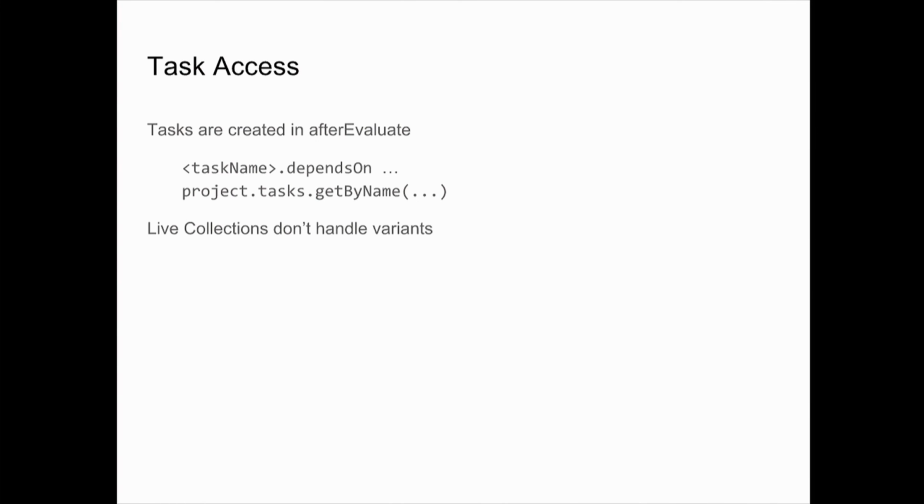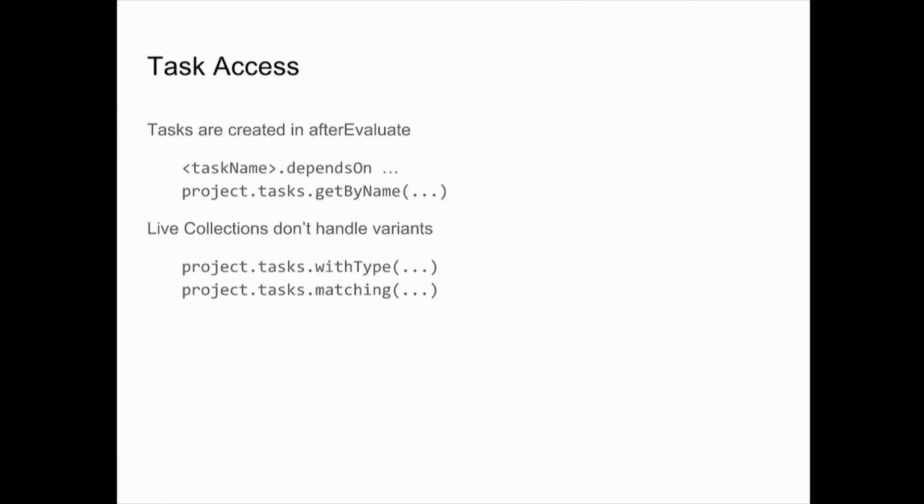OK, next I want to talk about extensibility a little bit. So first, task access. I mentioned that they're all created in after evaluate. So if you use some typical Gradle API, like just doing directly in your DSL, task name depends on, well, that task has not been created. So you would have to put that in after evaluate. Same thing with get by name. That's not a live collection, so it wouldn't work. You do have some live collections that work, like with type or matching or things like that. But those are not variant aware.